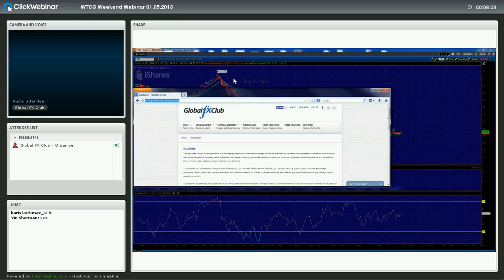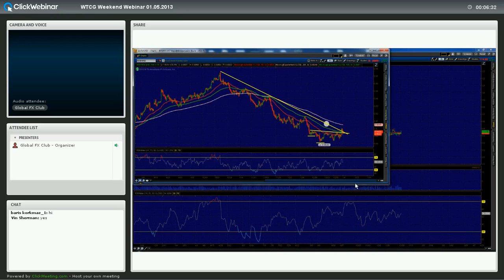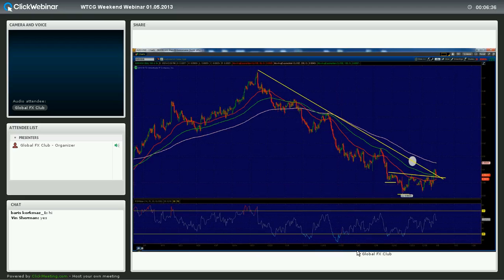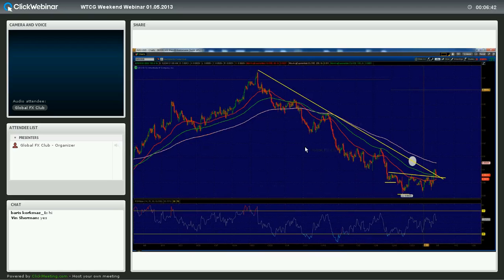Pull up my right chart. All right, so we're going to begin with Aussie dollar. Let me make sure my charts are connected. Looks like they are. Okay. Aussie dollar gapping slightly higher to start the week. You can see it up here.